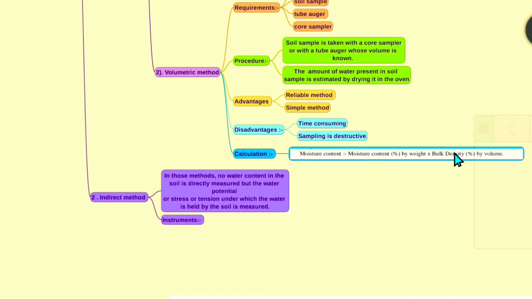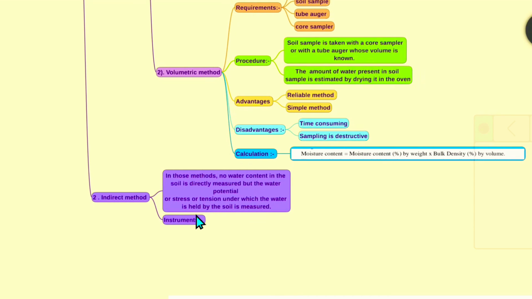And this is the indirect method. In these methods, the water content in the soil is not directly measured, but the water potential or stress or tension under which the water is held by the soil is measured. This is important for measuring the water content in the soil. Not the water directly, but water potential or stress or tension is measured by using this method, that is the indirect method.